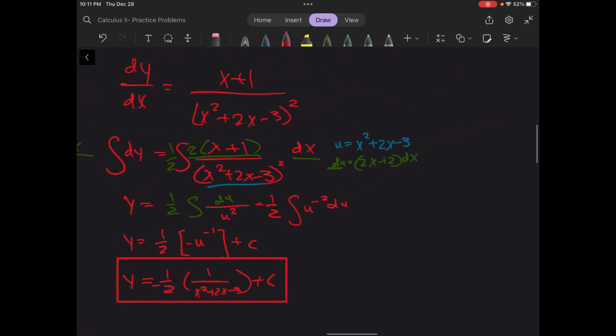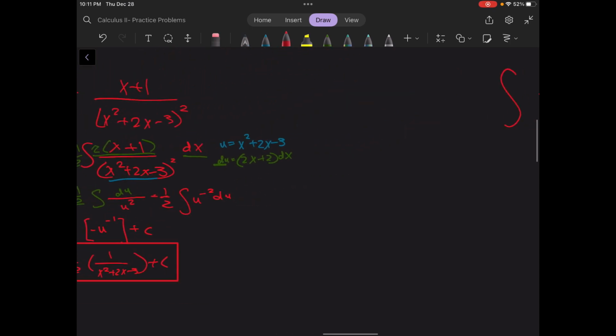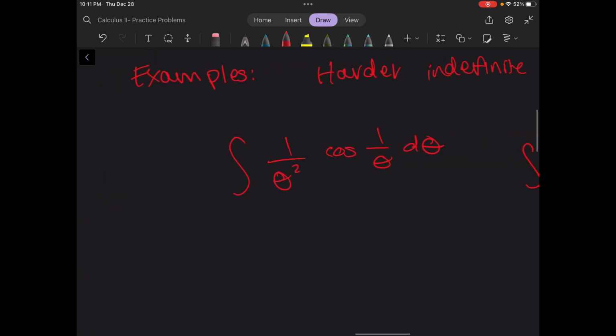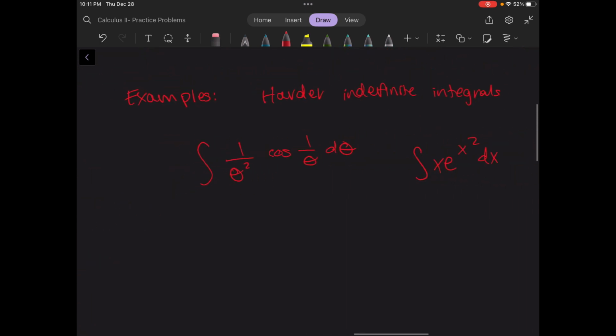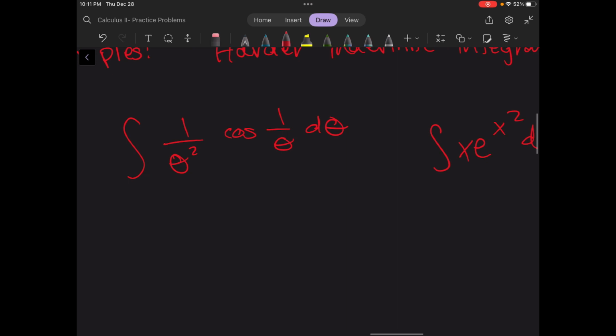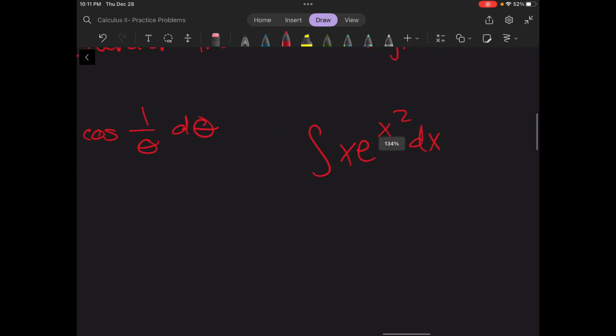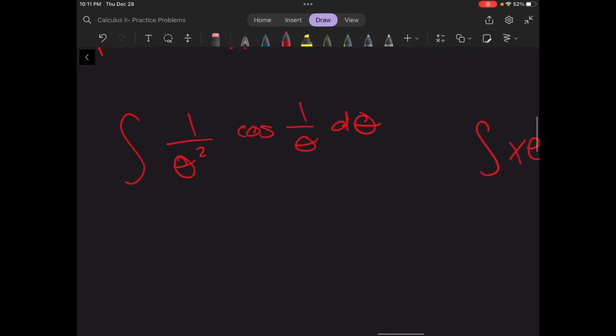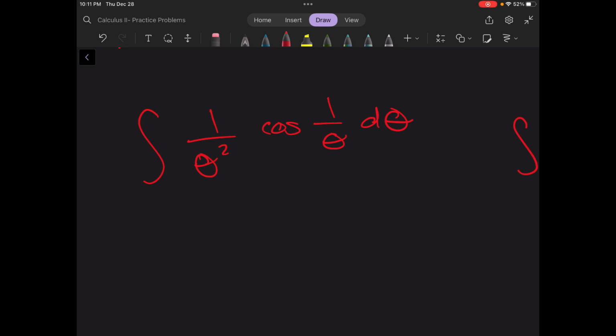Now let's move on to another set of examples, this time being harder indefinite integrals. So this one's a complex trig one, and this is an exponential one. Let's see, how are we going to solve this? We're obviously going to need a substitution because we have a composite function. And we're going to need to find the du of that. So u is going to be the inside of the composite function, 1 over theta.